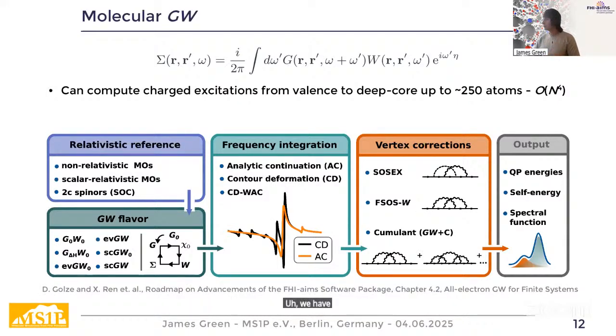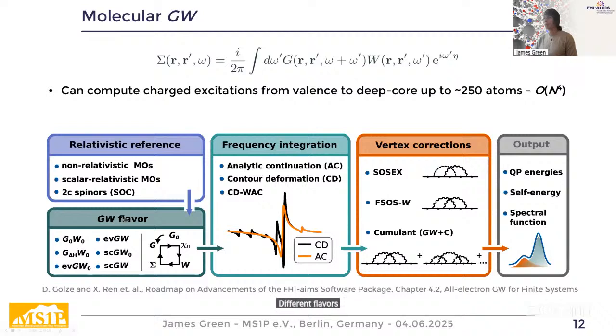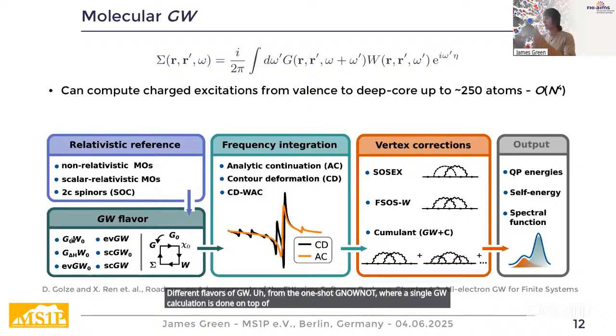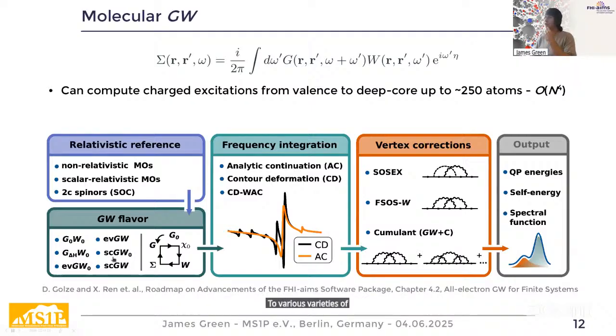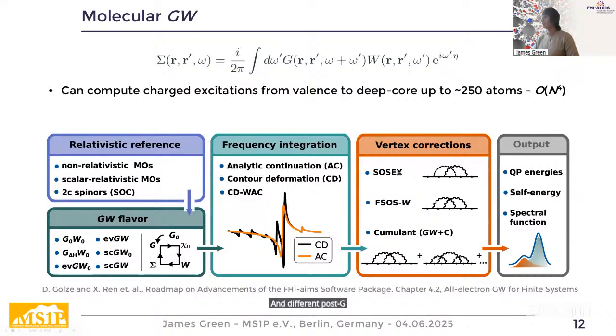We have lots of different options for GW in FHI-aims, so there are different relativistic references, different flavors of GW, from the one-shot G0W0, where a single GW calculation is done on top of a ground state DFT calculation, to various varieties of self-consistent GW. We also have different methods to do this frequency integration and different post-GW corrections that can be applied as well. And as well as Dorothea's talk, this will be covered in the tutorial tomorrow for those of you who've registered.